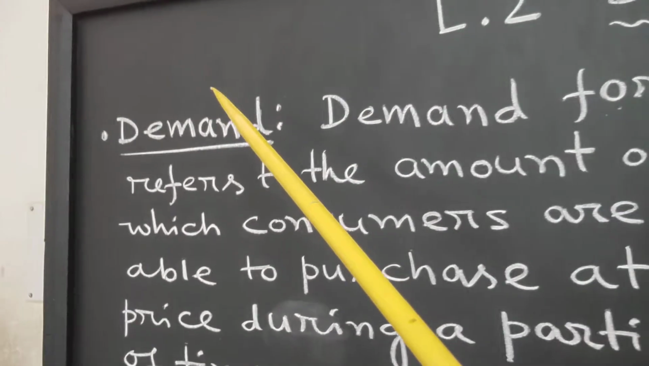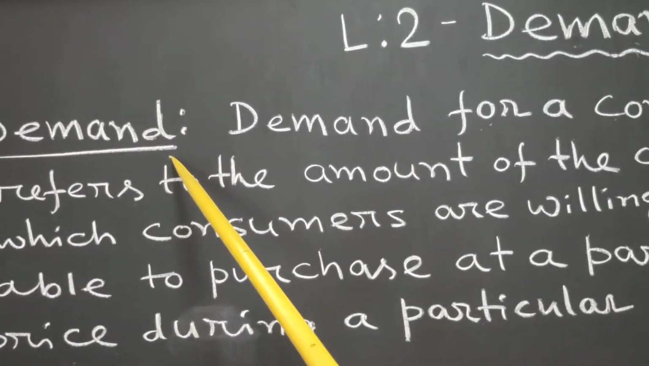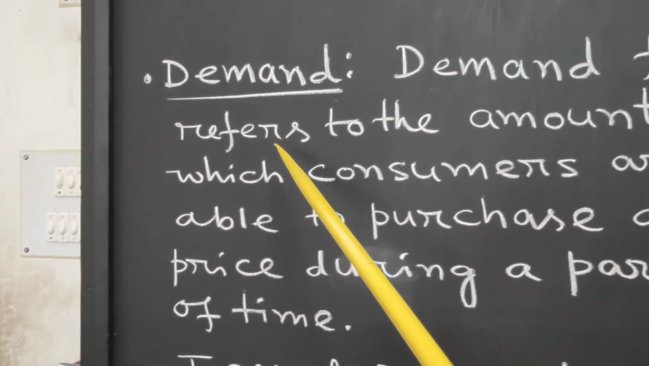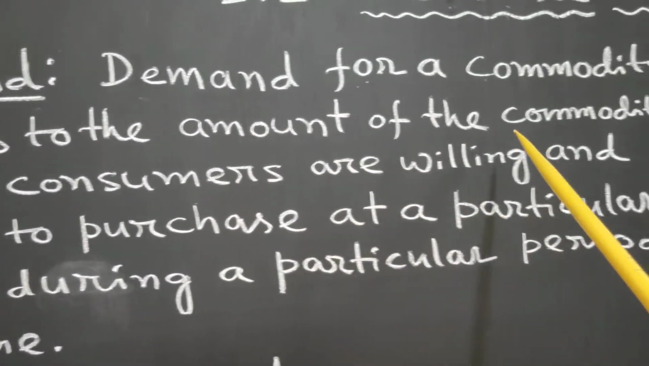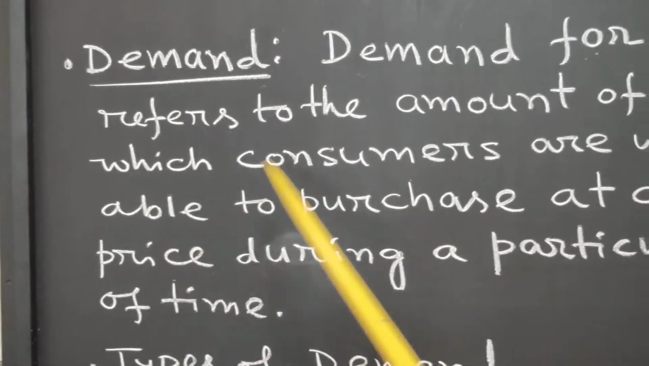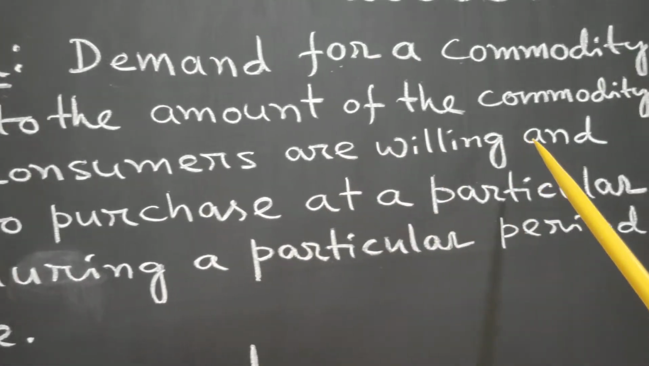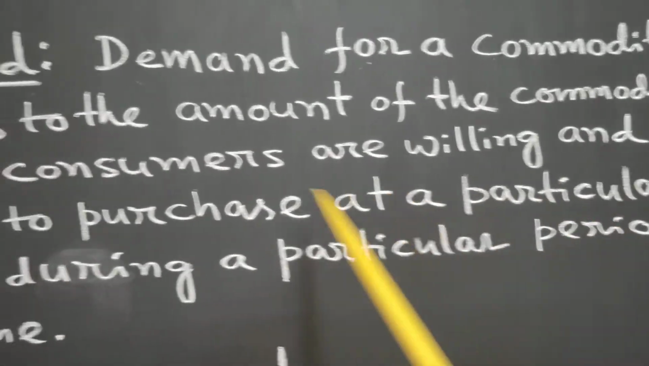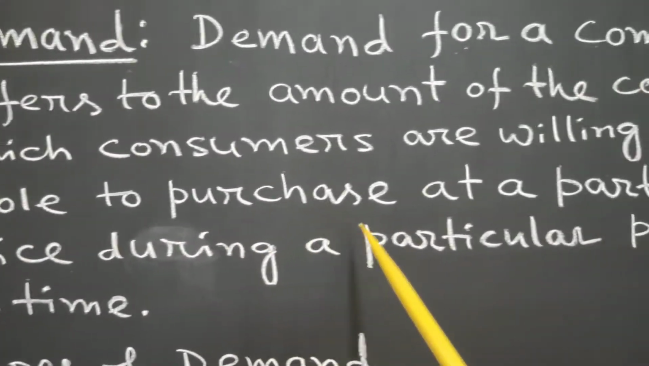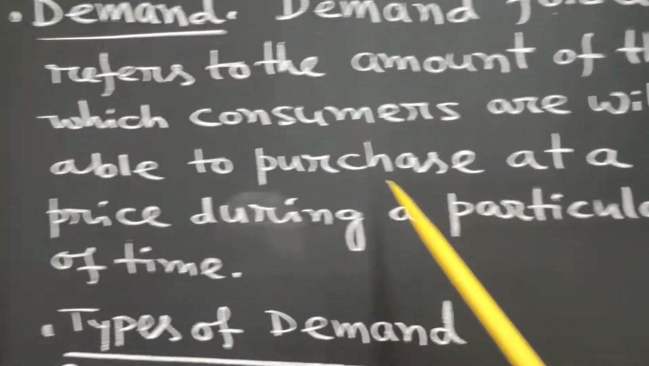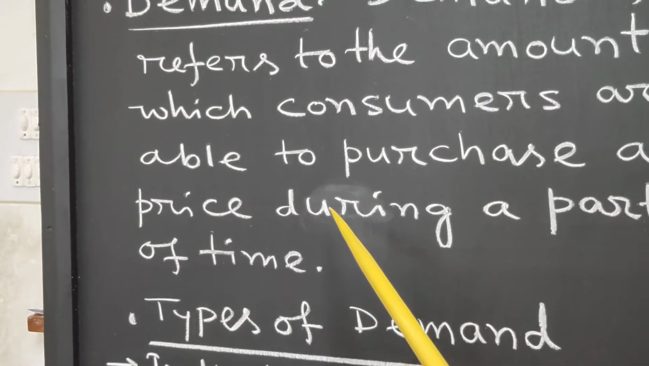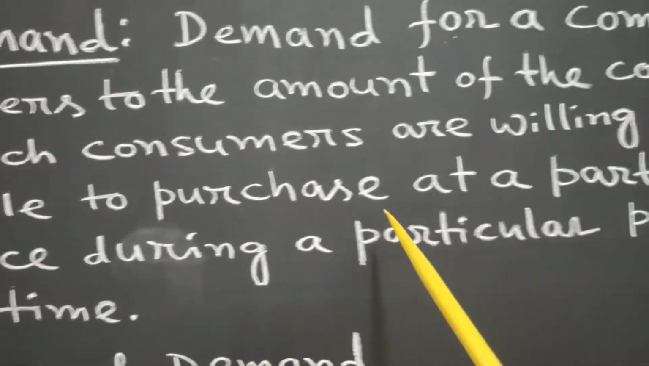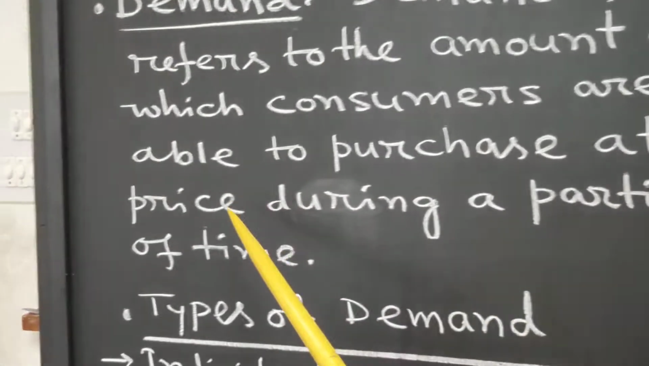Here I have already written what demand for a commodity refers to: the amount of the commodity which consumers are willing and able to purchase at a particular price during a particular period of time. That means price and time, both we have to mention. Particular price and particular period of time.